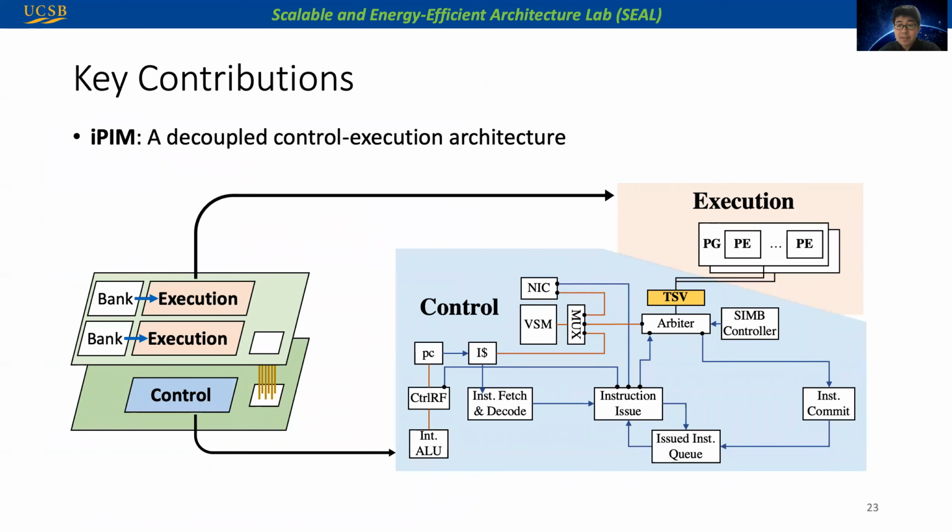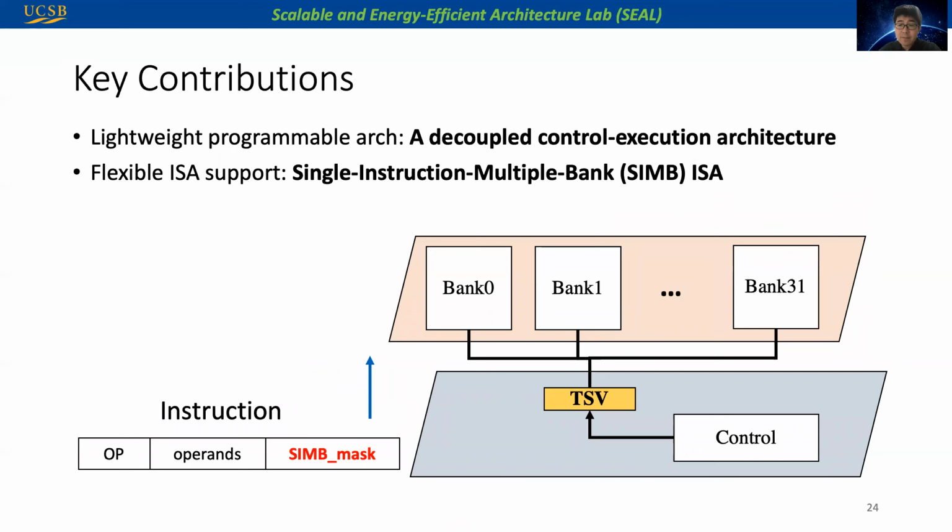Next, we summarize the 3 key contributions of this project to solve these challenges. First, we propose iPIM, a decoupled control execution scheme for lightweight architecture support. The control core is placed on the base of the 3D stack, while light components are attached to each memory bank in DRAM dice. Next, for flexible ISA support, we design single instruction, multiple bank ISA.